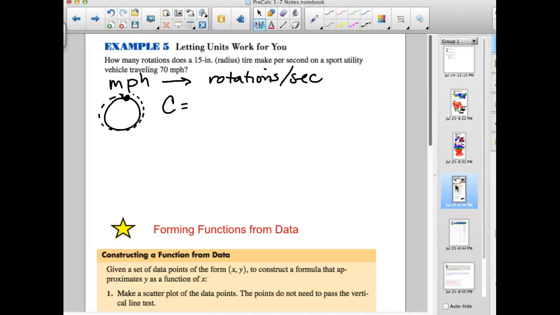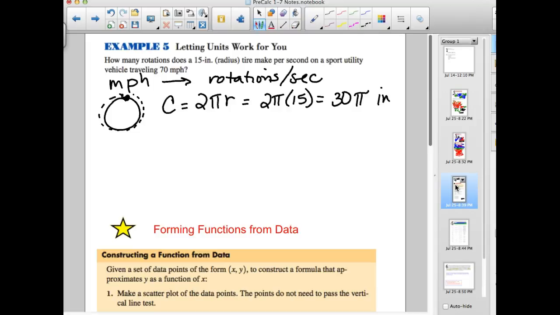Circumference equals 2 pi r, and r was 15 inches. So we get a rotation of 30 pi inches. Every time the tire rotates, it's covering 30 pi, around 90 inches.